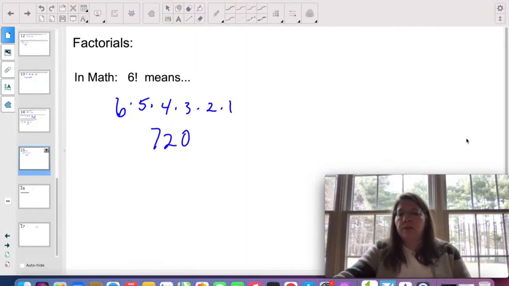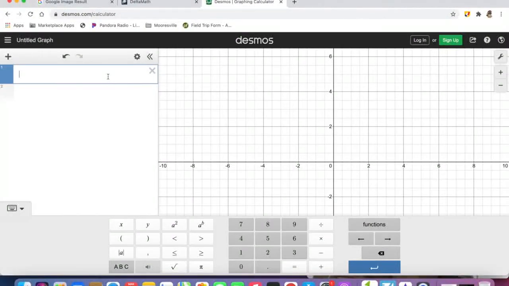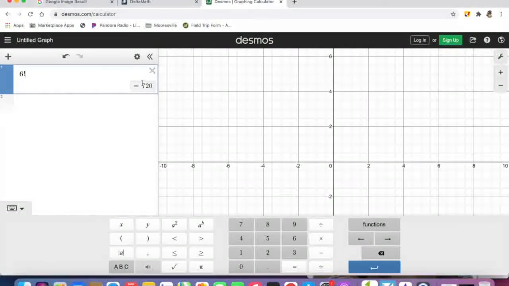Now, you can also do this in Desmos. So I want to show you how to do that in Desmos real quick. So here I am, I have an empty screen, 6 factorial. I just hit a 6 and the exclamation point, and you see there it's 720. So no special symbols or anything. You hit the exclamation point just like normal, and you get 6 factorial, or 720.